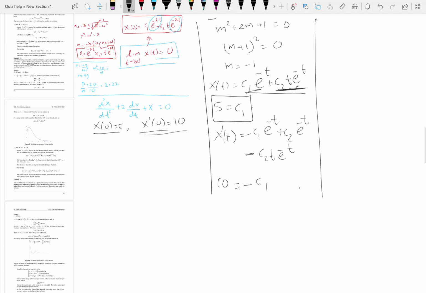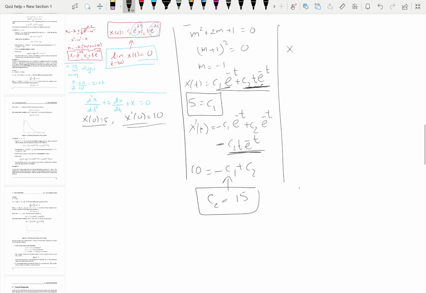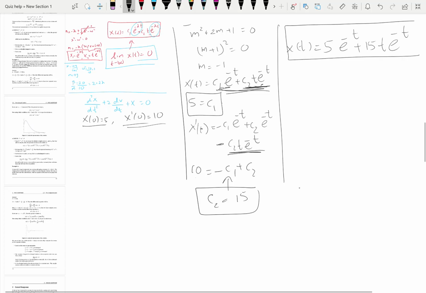So if you use this condition, when t is equal to 0, x prime is 10. So negative c1 plus c2 is equal to 10, since the c2 t term disappears. c1 we already know is 5. So if you take negative 5 to the other side, c2 is actually 15. Alright, so the solution is 5 e to the negative t plus 15 t e to the negative t. So that's the solution of this problem. Okay, so again this is a critically damped system.